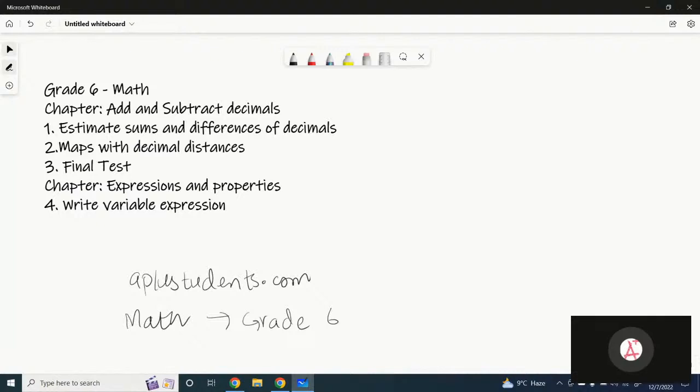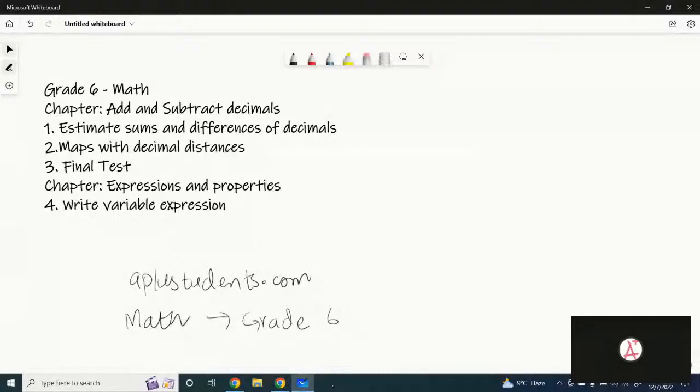So here is the list of the lessons we're going to cover today. We're going to start with the chapter add and subtract decimals. The lessons are estimate sums and differences of decimals. Then we'll do maps with decimal distances. Then the final test of the chapter. And then we'll start the new chapter as expressions and properties. The lesson name is write variable expressions. So this is the list of the topics we are going to cover today. Let's start with the very first lesson, that is estimate sums and differences.